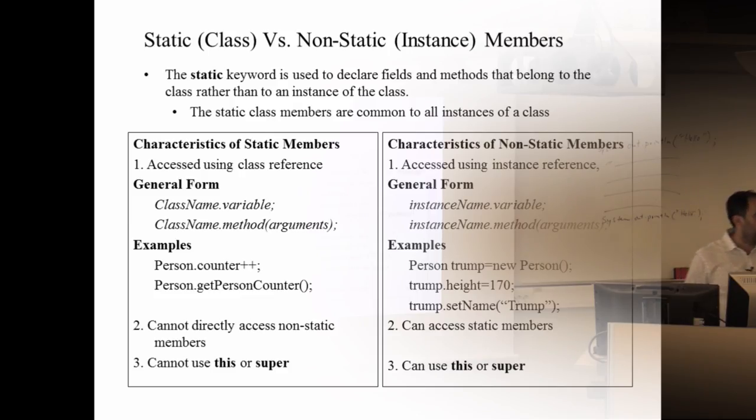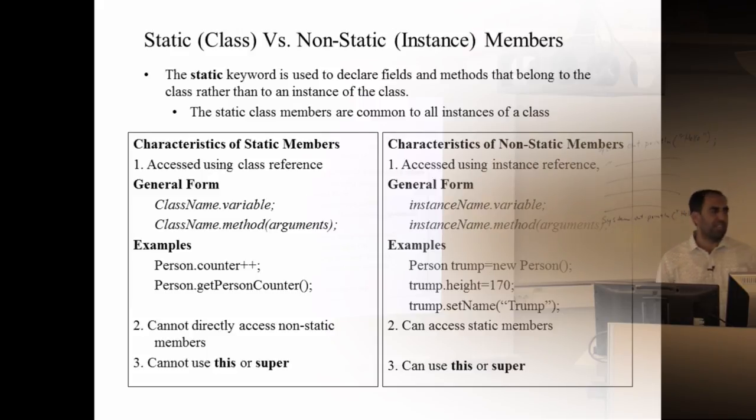Then we have some information here about static, or class, versus non-static, instance, members. The static keyword, as we've seen in the class Person, is used to declare fields or methods that belong to the class. In general, when we create objects, there is some information that every object wants to keep separate. Every object would like to have its own name, email and address. But there could be some information which could be common among all the objects.